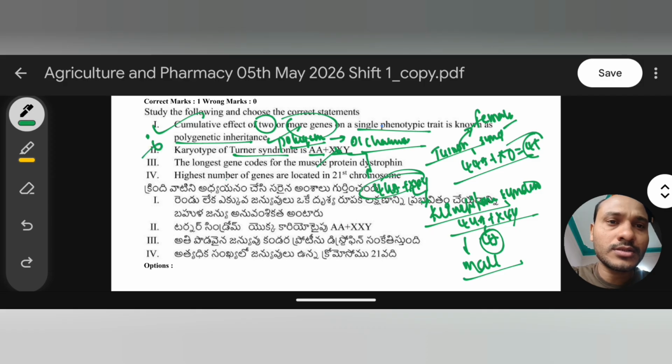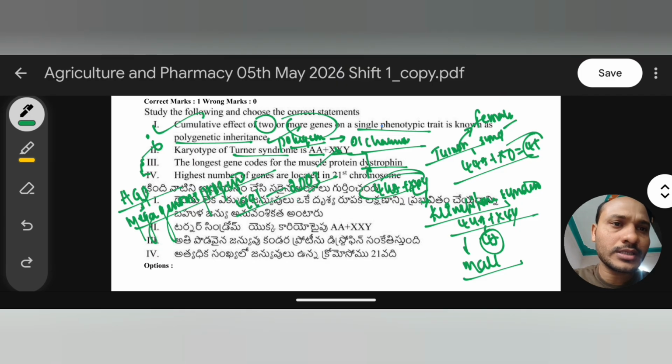Second statement: the longest gene codes for the muscle protein dystrophin. We will analyze these two statements from the Human Genome Project. It is a mega genome project which started in 1991 and ran until 2003. Actually 2003 was the end period, but due to some reasons it was extended to 2006.